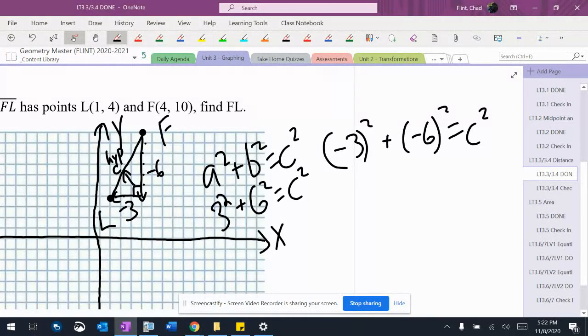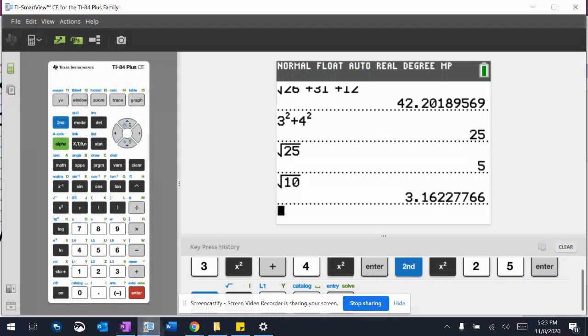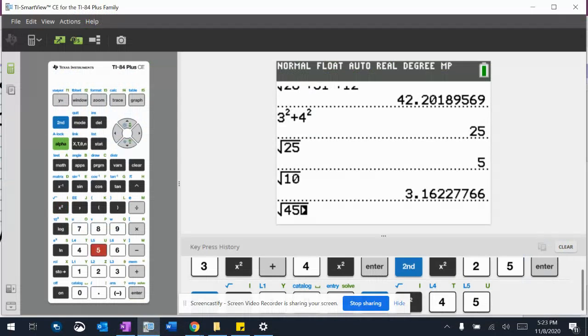All right, so safest thing, just don't use the negatives. Either one of these two things right here will give you 45. And then I should take the square root of that. Now, it doesn't say what to round to, so I'm going to go to the calculator and make sure that I know what it is.